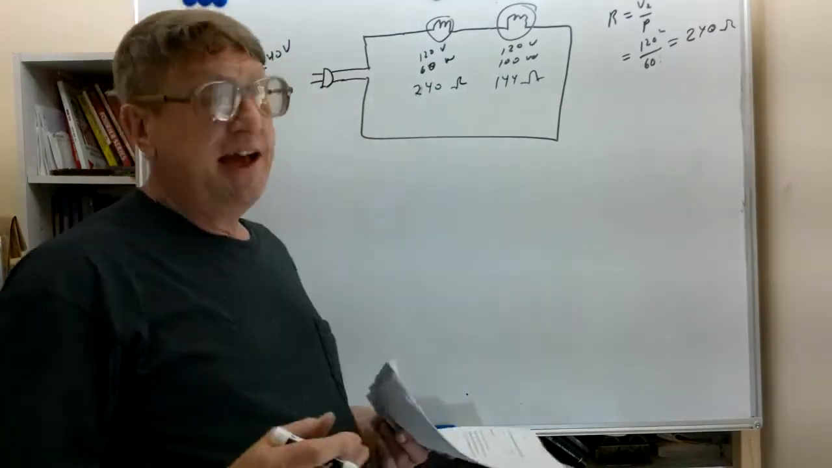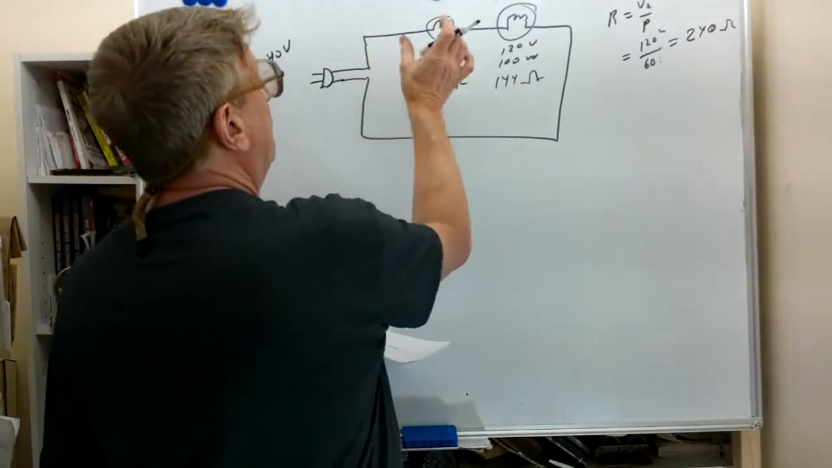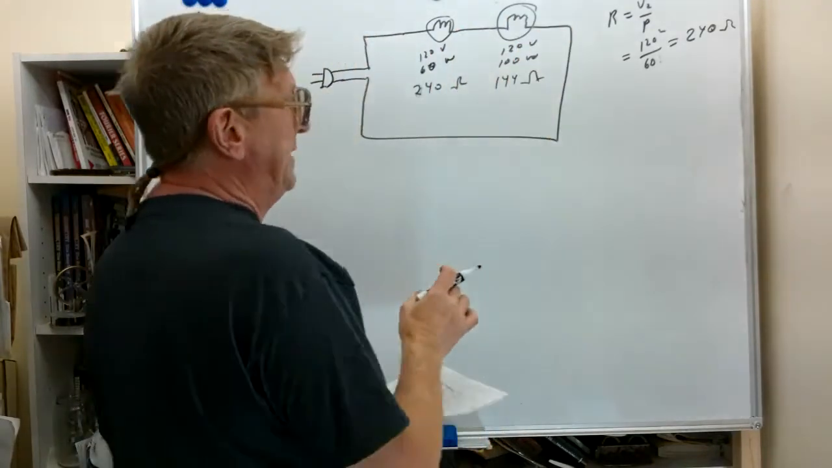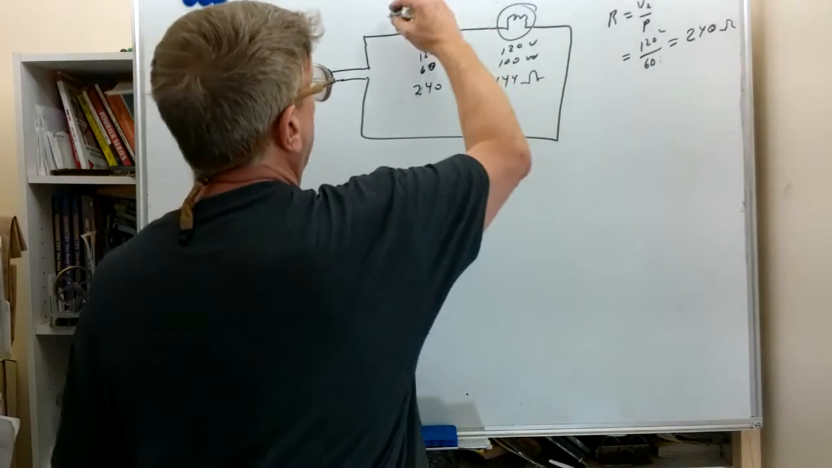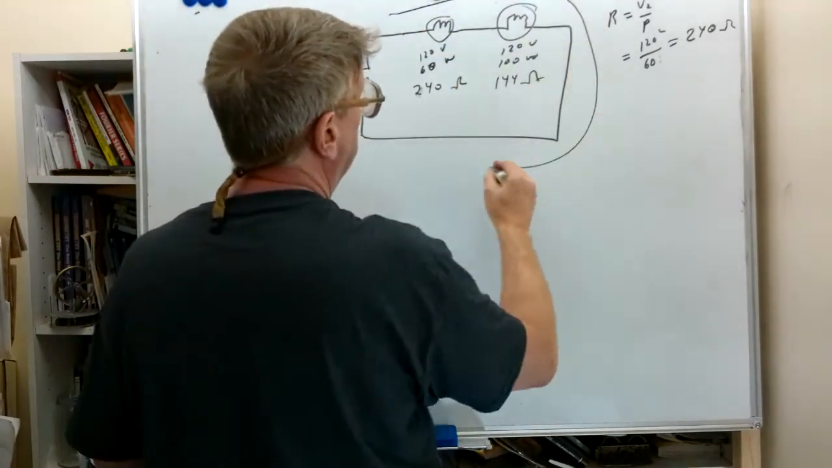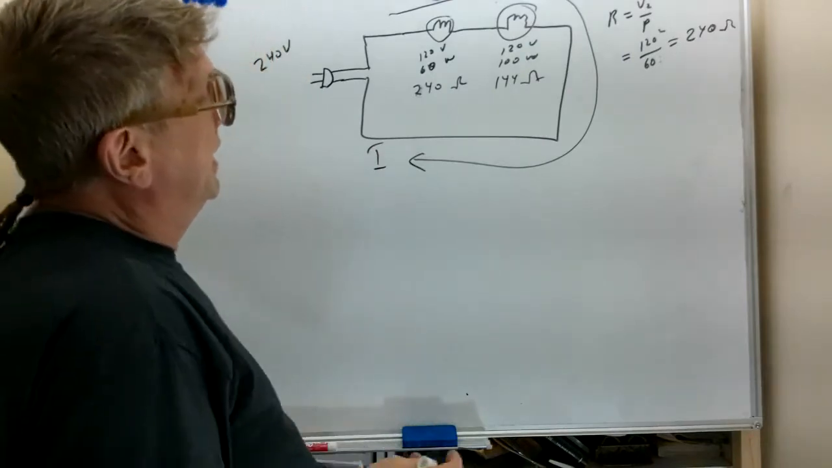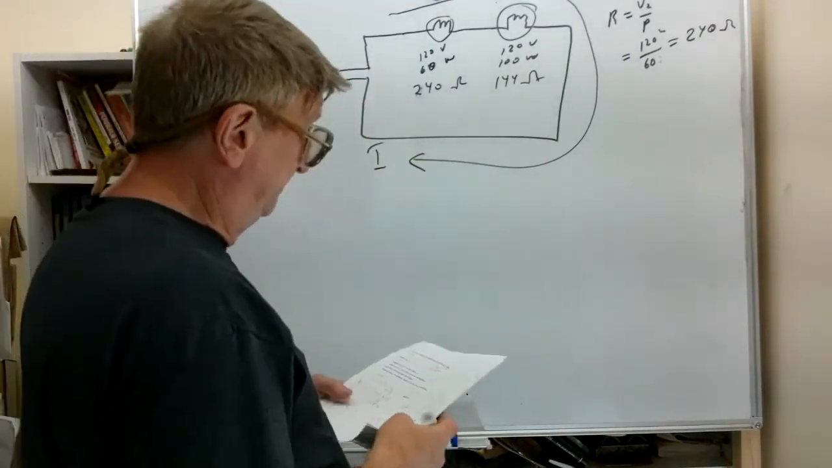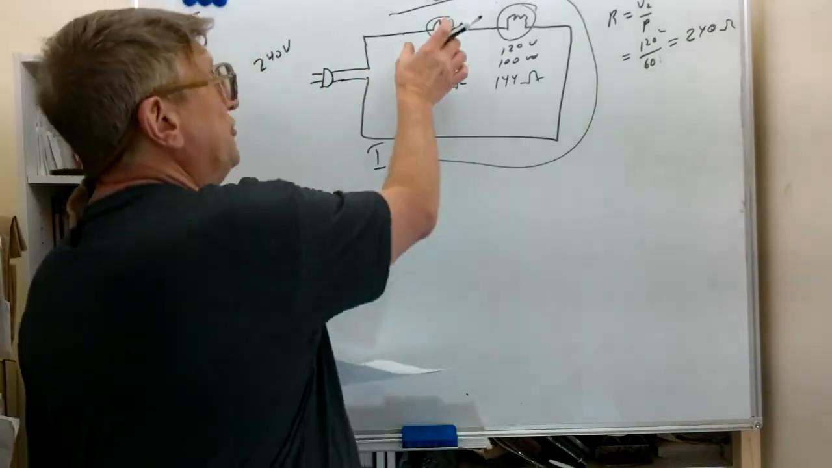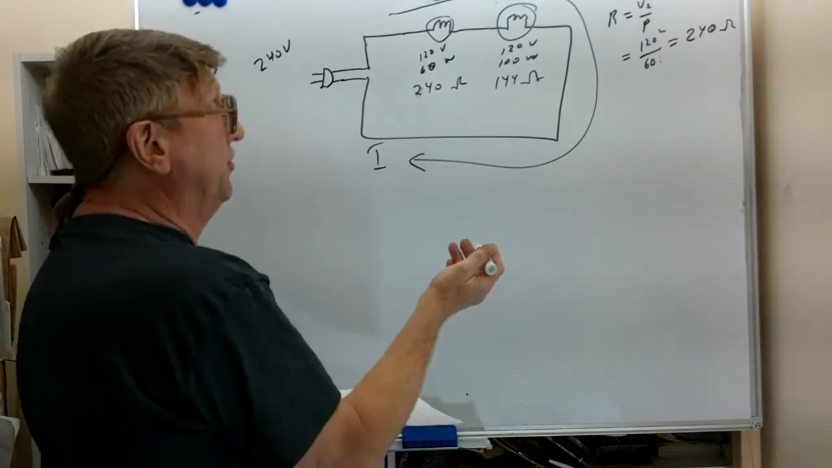The problem is now they're not equal resistances. The voltages are not going to divide up equally. They're still going to have equal current because around a loop our current is always the same, I for current. But they're not going to have equal voltages dropped across each of these. And they're both designed to operate at 120 volts, so you would like that.